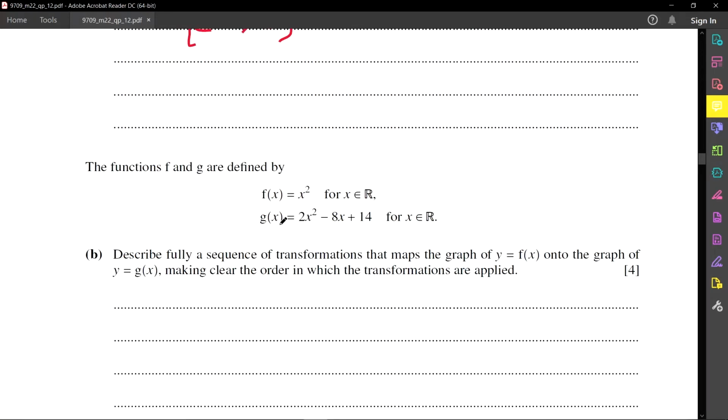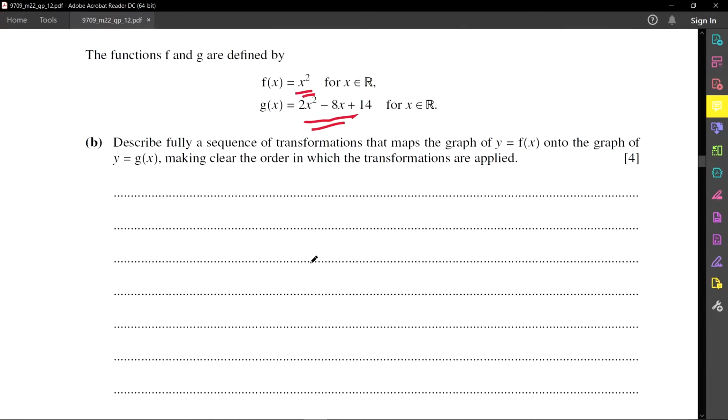The functions f and g are defined by, now f of x is x squared and g of x is 2x squared minus 8x plus 14, which means we're going to use part a in this. So we should be ready using that. So g of x we already got: 2 into x minus 2 whole square plus 3. Just please remember this square bracket. You can expand this. This will give you 2 times x minus 2 whole square plus 6.